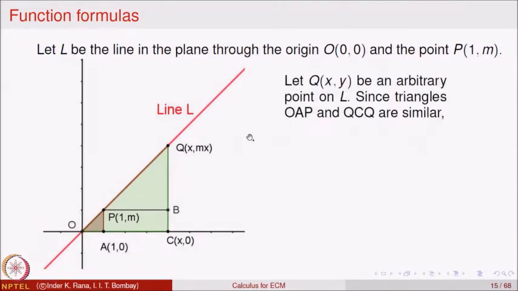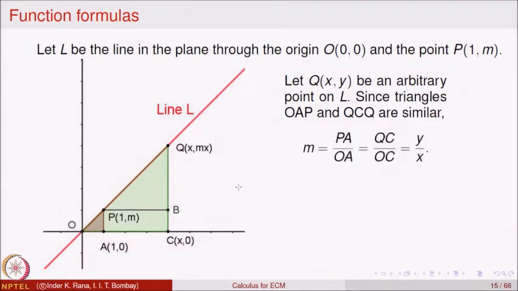So, let us take q. Let us say the coordinates of q are x comma y. We want to compute y in terms of x. So, let us look at these two triangles QCO and PAO. So, what I have done is I have drawn a line here parallel to the x axis, and this is a line which is parallel to the y axis, and they meet at the point B. So, let us look at the triangle QCO and the triangle PAO. So, this small brown triangle and this big triangle.